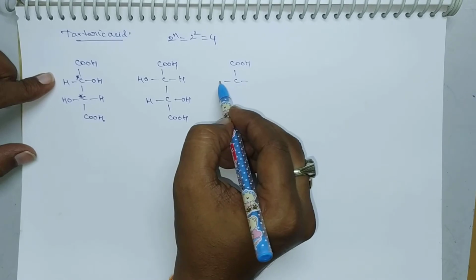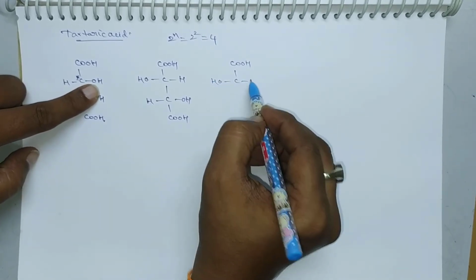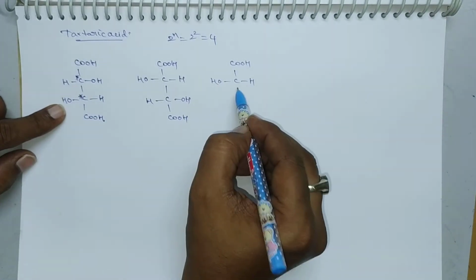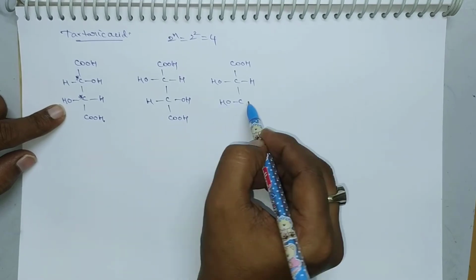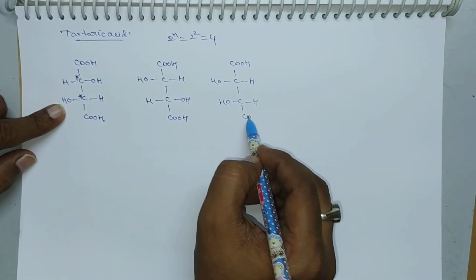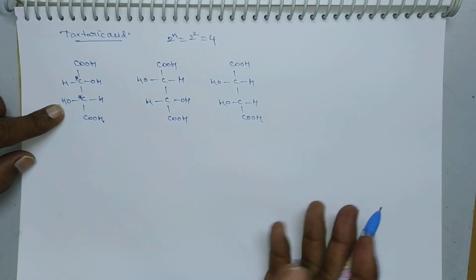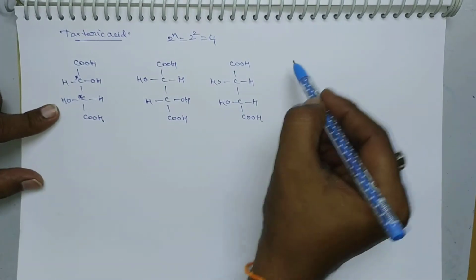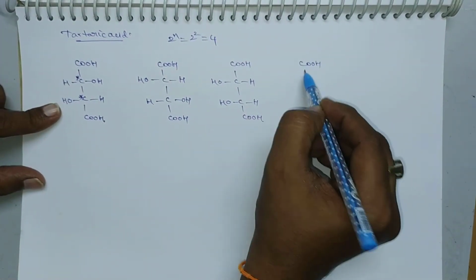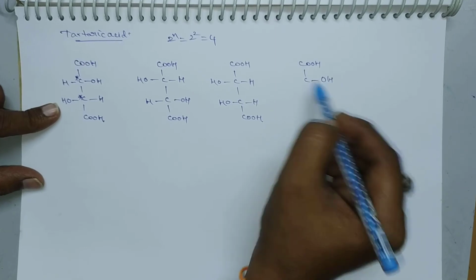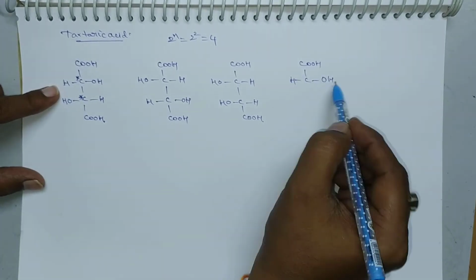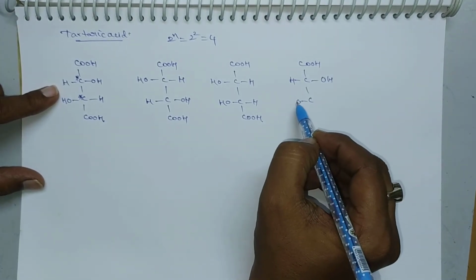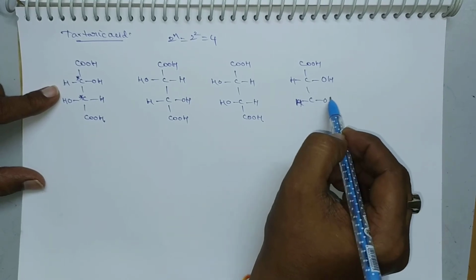So here we get OH here and H here. So this will be present as it is, OH and H and COOH. And now let us interchange these 2 groups. We get another isomer, COOH, OH and H. It is present as it is, and we can interchange these 2. So then we get like this.